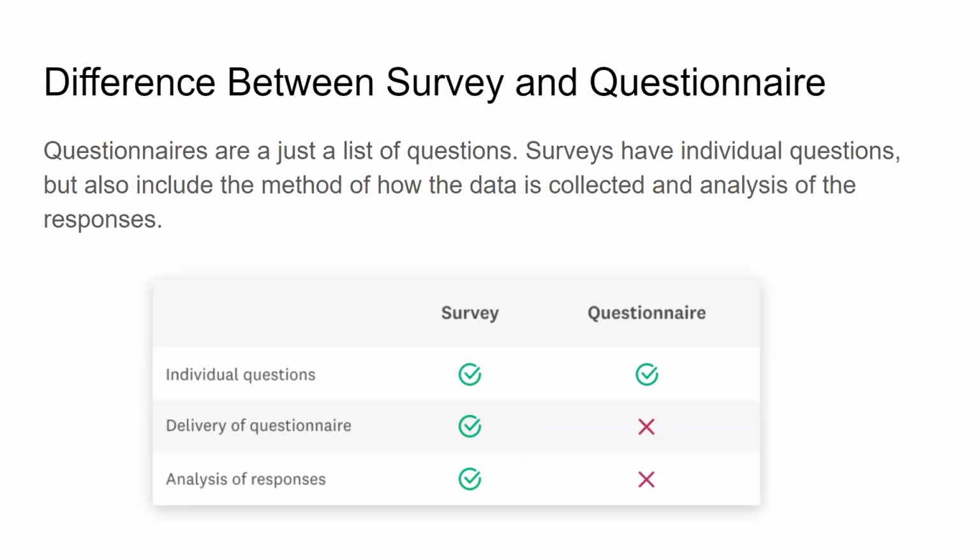So whenever I was assigned this topic, one of the first questions I had was the difference between a survey and a questionnaire. When doing the reading, they sounded almost interchangeable. And some people do use them that way. But according to surveymonkey.com, questionnaires are a tool. They're a list of questions that surveys use. But surveys themselves are a broader term used to describe the questions and the delivery of the questions and the analysis of the responses.